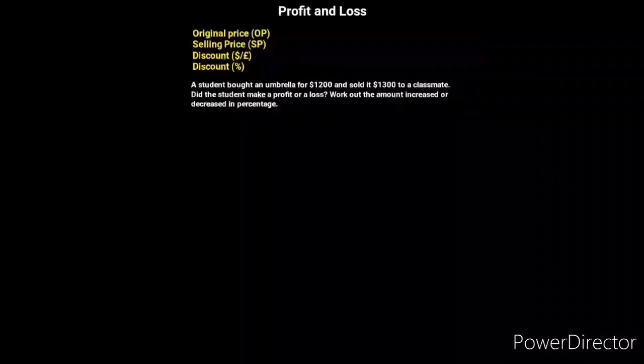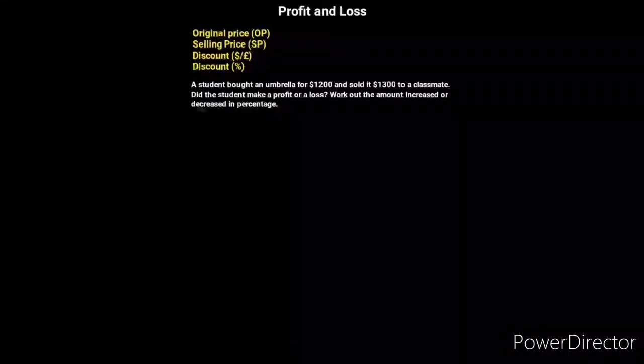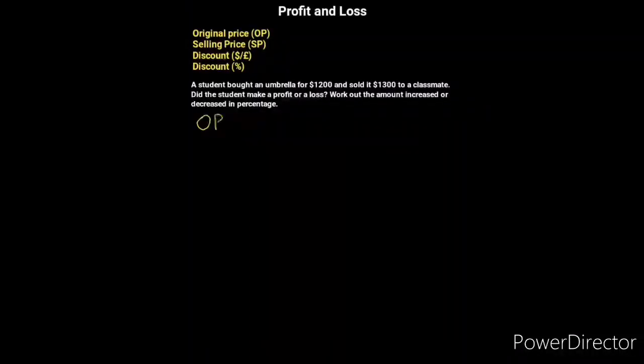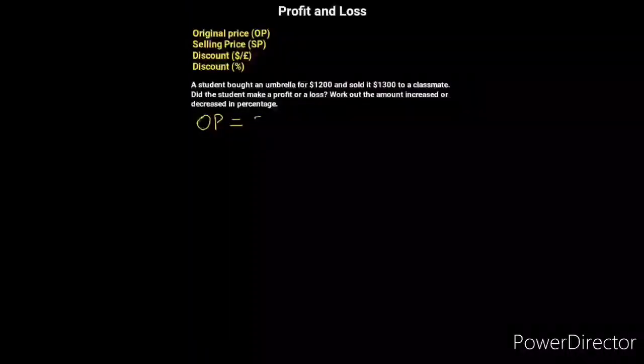Our question says a student bought an umbrella for $1,200 and sold it for $1,300 to a classmate. Did the student make a profit or a loss? Work out the amount increased or decreased in percentage. The first thing we need to do is take out the information that we have from our question. We have our original price as $1,200 and we have our selling price as $1,300.